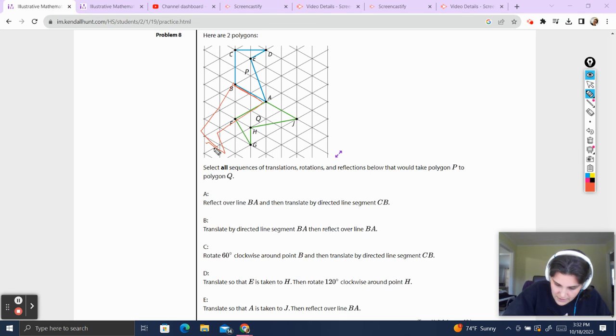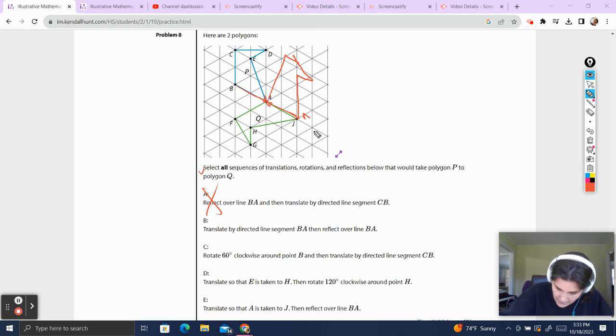And then we're going to translate by directed line segment CB. So CB is here, which means this whole shape is going to come down in that direction, which does not put them on top of Q. So A is not correct. Let's check B. Translate by directed line segment BA. So everything's going to slide up that much. A is going to go here, B is going to go here. Everything slides up in a similar manner, which drags them over here. And then reflect over line BA.